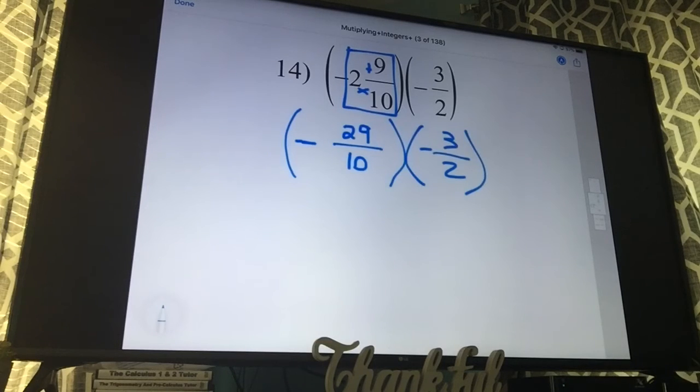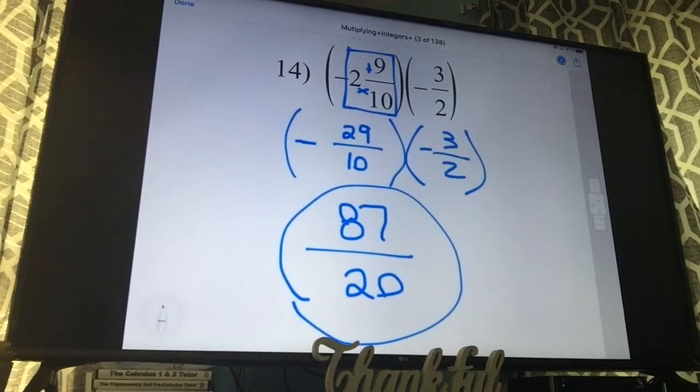Okay, so it's just 29 times 3 is 87 over 10 times 2 is 20. And you can leave your fraction just like this. It doesn't need to be in simplest form. So don't try to make it smaller or write me a decimal.